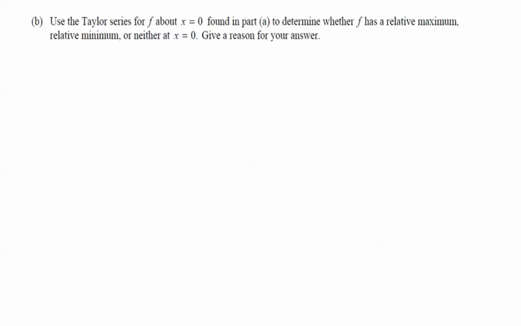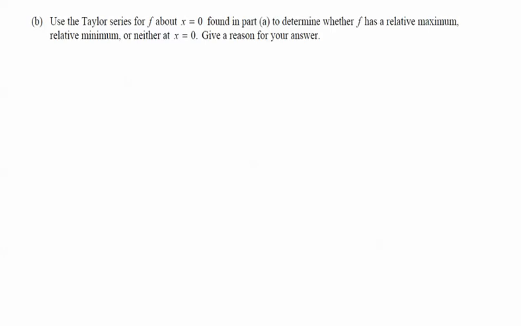In the second part of this problem, we're asked to use the Taylor series for f about x equals 0 in part A that we just found to determine whether f has a relative maximum, relative minimum, or neither at x equals 0, and give a reason for your answer. So just the basics, how we determine whether a function has a maximum, a minimum, or neither at a particular point is we use the first derivative that has to be 0 or does not exist.